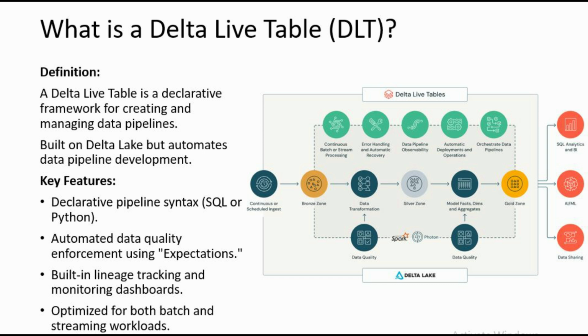Moving on to Delta Live Tables. DLT is a declarative framework designed for automating data pipelines. Built on top of Delta Lake, it simplifies pipeline creation by allowing you to define transformations and expectations declaratively. Key features include automated data quality checks, lineage tracking, and monitoring dashboards. It's ideal for production-grade pipelines with batch and streaming workloads.